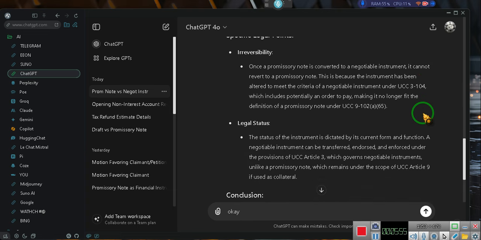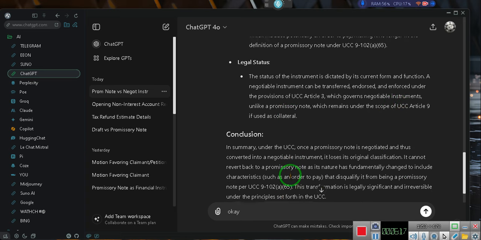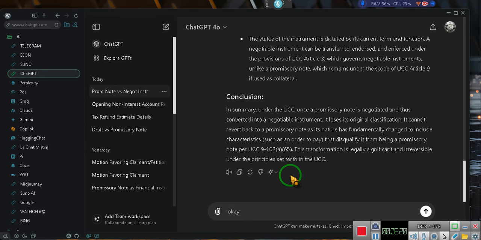Legal status. The status of the instrument is directed by its current form and function. A negotiable instrument can be transferred, endorsed, and enforced under the provisions of UCC Article 3, which governs negotiable instruments, unlike promissory notes, which remain under the scope of Article 9 if used as collateral. In summary, under the UCC, once a promissory note is negotiated and thus converted into a negotiable instrument, it loses its original classification and it cannot be reverted back to a promissory note.